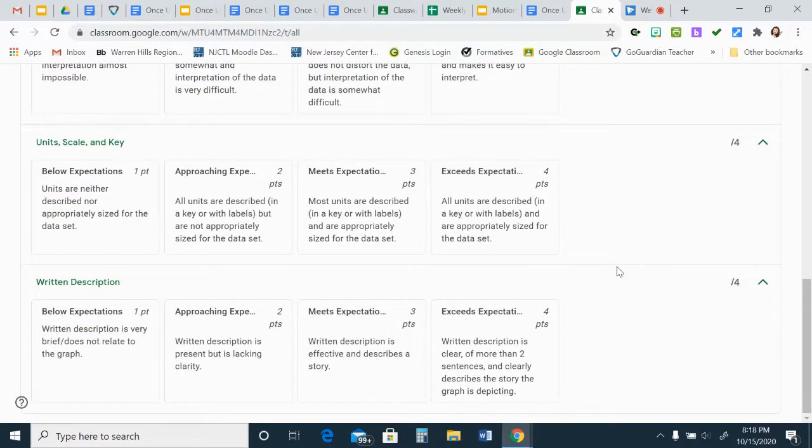And then also the written description. So if somebody looked at your graph, what is a possible story that it would tell them? It should be clear and of more than 2 sentences.